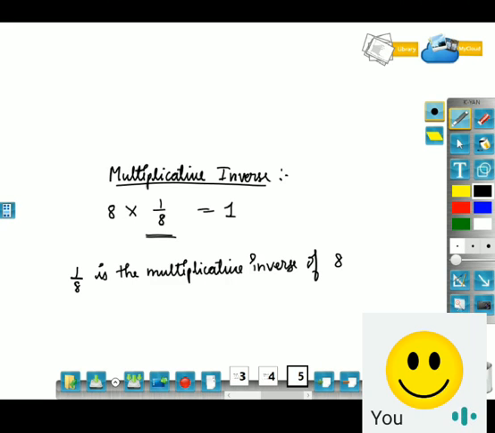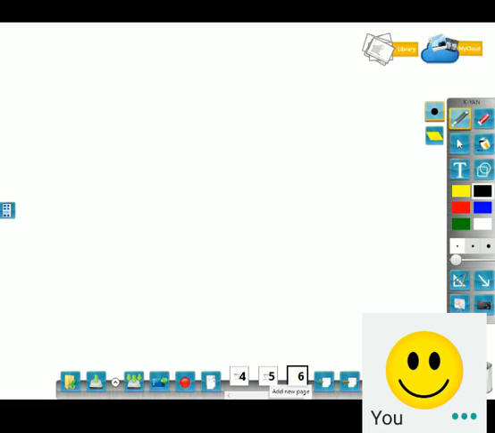Now all of you comment in the comment section: is it possible to find the multiplicative inverse for all the integers? Please try to comment. No. Sandeep Dudule has commented no, and so many of you have given comments. So why is it not possible to find the multiplicative inverse for all the integers? Which is that number where we cannot find the multiplicative inverse? Please comment in the comment section.